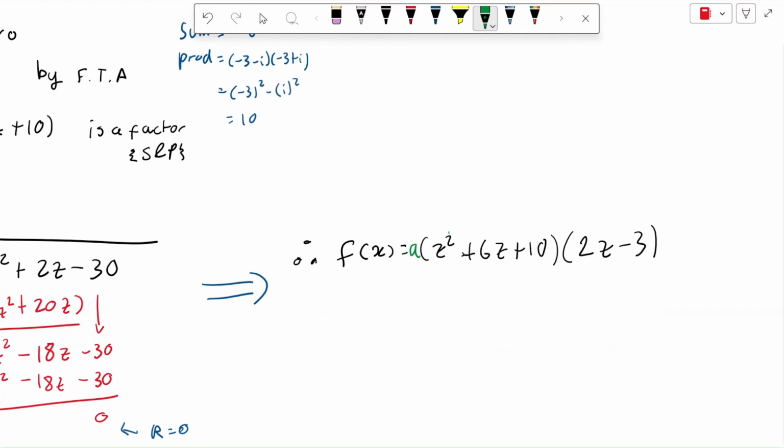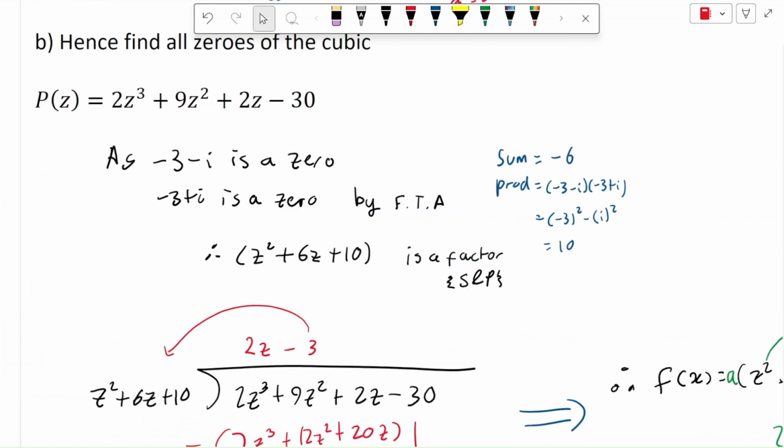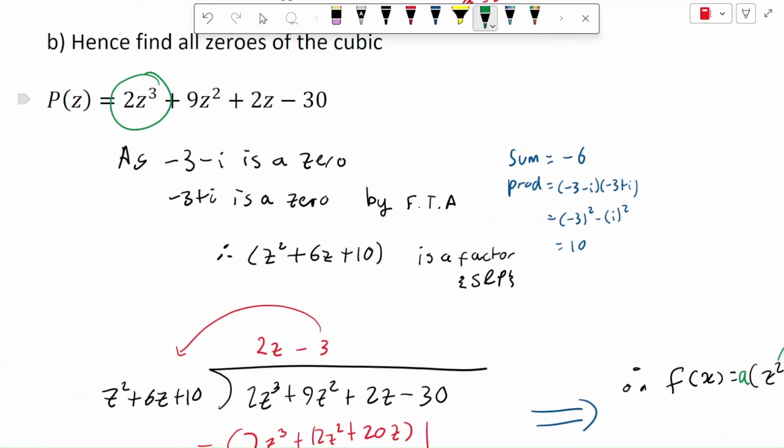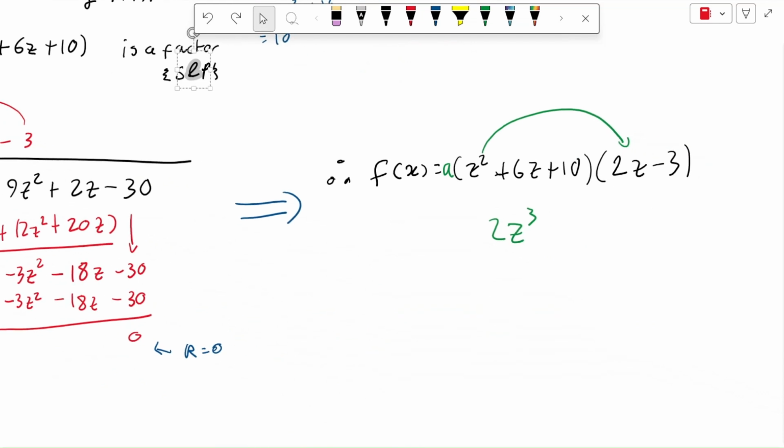But if you imagine expanding this out normally, the first term is going to be 2z cubed. And that does match that one. So, yes, a was just 1. So we don't even need to worry about an a term there. And I believe this thing was called p of z. All right, cool. So there's our polynomial.